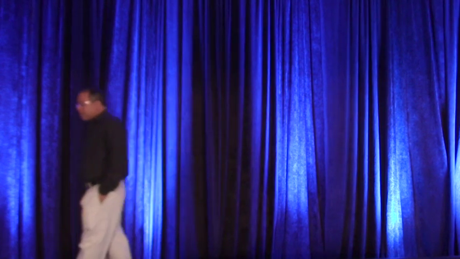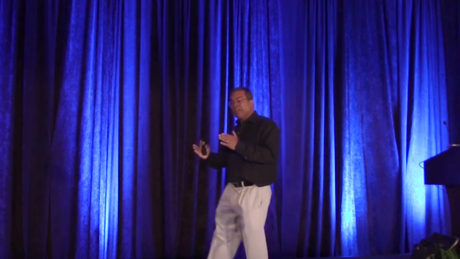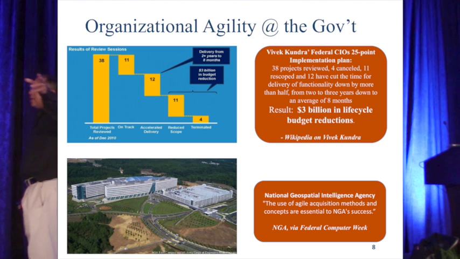Okay, so within the federal government, believe it or not, there's been an initiative called the 25-point program. There's a gentleman by the name of Vivek Kundra. He was the federal CIO. He's since moved on. But he instituted something called a 25-point program. And in his 25-point program, that was specifically targeted towards large-scale programs within the government, he said, you must, or you should be looking at implementing iterative and incremental methods, which is essentially Agile. Several years later, the cost savings are turning out to be in the billions of dollars. That's billions with a B.